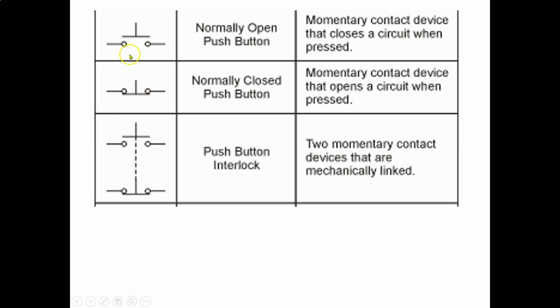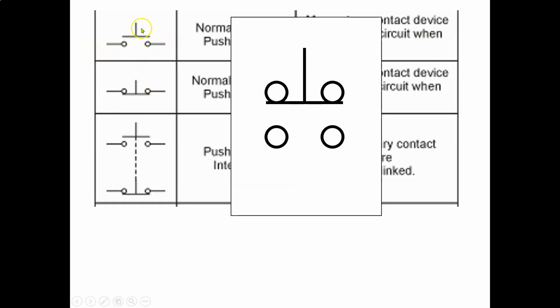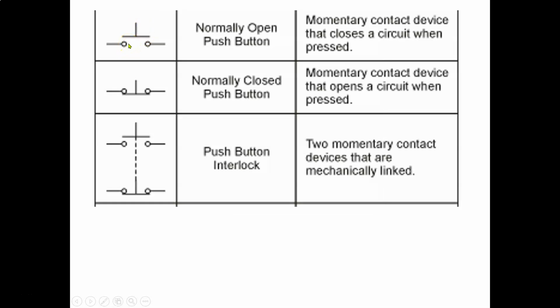Okay, so again, remember this from first year. It's pretty normal stuff, right? This symbol here is going to be a normally open push button. Okay, it's momentary, so you have to push it down. It's going to make contact here in two places, but if I release my finger from that button, it's going to spring back up, so it's momentary. It doesn't latch in place. So, a momentary contact device that closes a circuit when pressed.